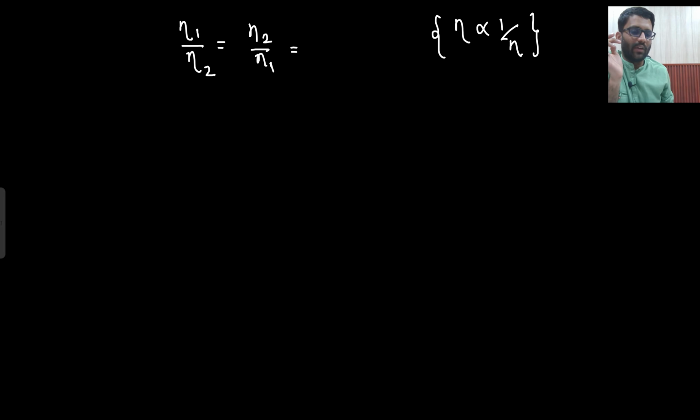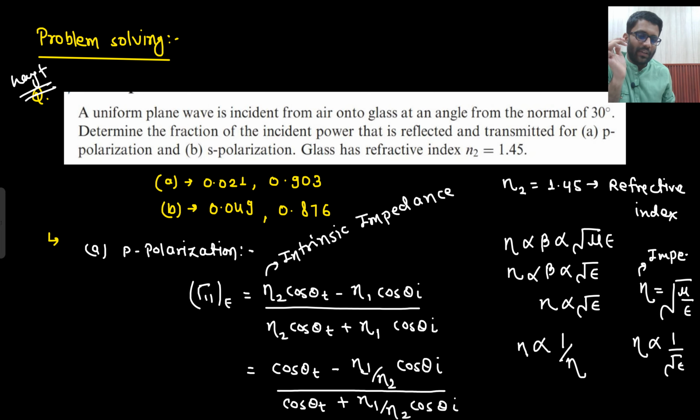And what is the value of n2 given? n2 is given as 1.45. And what is the n1 for free space? That is 1 only. So this value η1 by η2 is 1.45. Is that clear to you or not? How did I get to here?